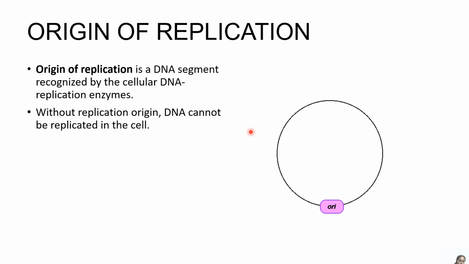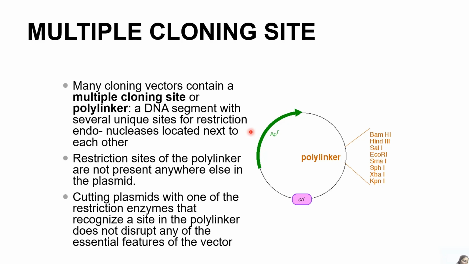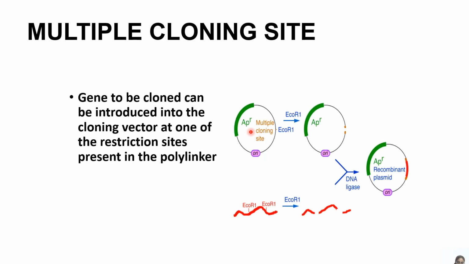We know about the origin of replication as well. Basically, it's a DNA segment recognized by the cellular DNA replication enzymes, and without the replication origin, DNA cannot be replicated within the cell. Then we have the MCS, the multiple cloning site. Basically, it contains an MCS or polylinker, a DNA segment with several unique sites for restriction endonucleases located next to each other. The sites of the polylinker are not present anywhere else in the plasmid, and cutting the plasmid with one of the restriction enzymes that recognizes a site in the polylinker does not disrupt any of the essential features of the vector. Now, the gene to be cloned can be introduced into the cloning vector at one of the restriction sites present in the polylinker.